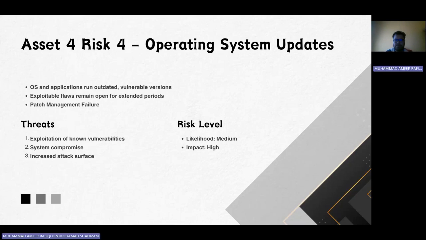Next is operating system updates. If a machine isn't updated in a timely manner, the machine would run outdated and vulnerable versions of the operating system and applications. This would create exploitable flaws that could be utilized by hackers to exploit the machine. The threats from this would be system compromise and increased attack surface. The likelihood of this is medium and the impact is high.